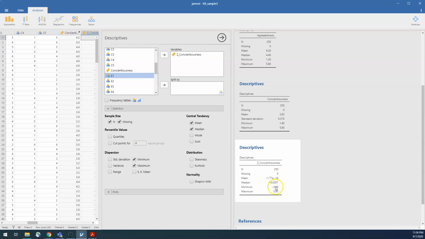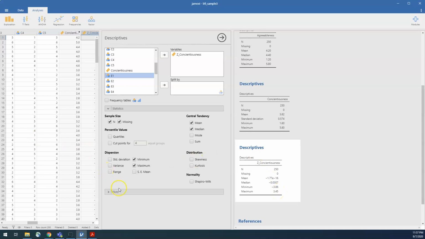And then, of course, we've got the lowest z-score in this data set is negative 3.86, and the highest is 3.45. That means this is nearly 4 standard deviations below the mean, and this highest score is a little over 3 standard deviations above the mean.